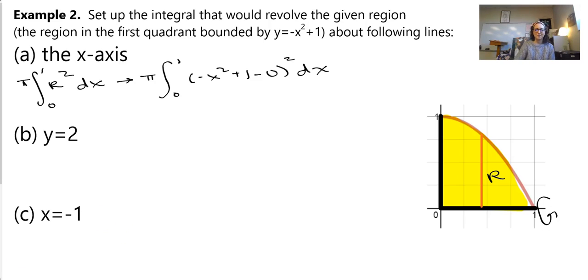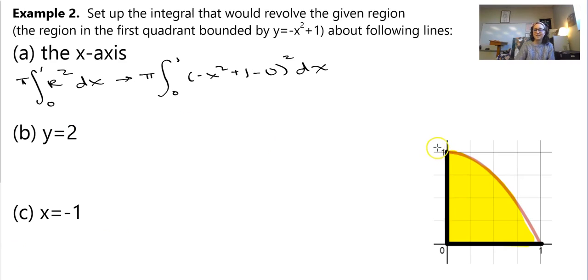All right, let's try part B. For part B, we're going to rotate about the line y equals 2. So let's go ahead and draw that. That would be somewhere kind of up here, right? Okay, so would you say disk method or washer method here? This one's going to be washer method, right? Because there is a lot of empty space between this axis of revolution and my shaded yellow region.